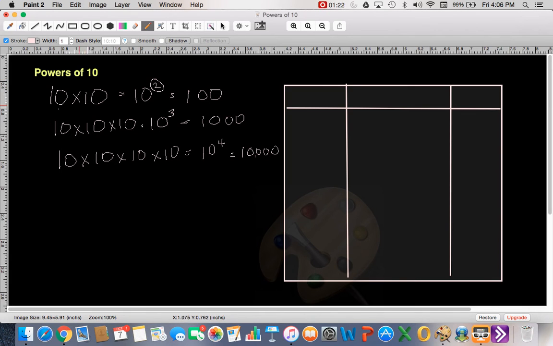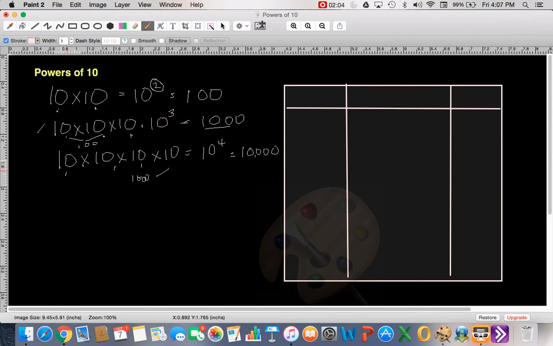So here you got two tens, 1, 2, and that's raised to the power of 2. Here you see 10, 10, 10, and you got three tens, and that's raised to the power of 3. So that would be 1000. If you multiply 10 times 10, that would be 100, and you multiply it by 10, that would be 1000. 10 times 10 times 10 is actually 1000, right? And if you multiply that by 10, that would be 10,000.